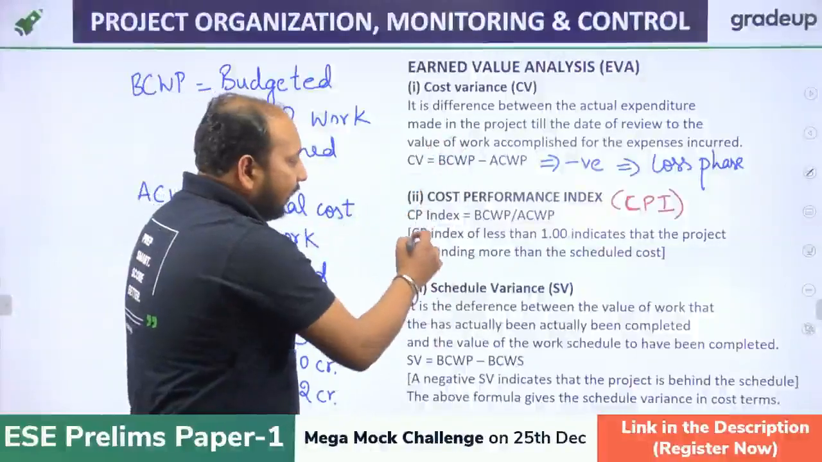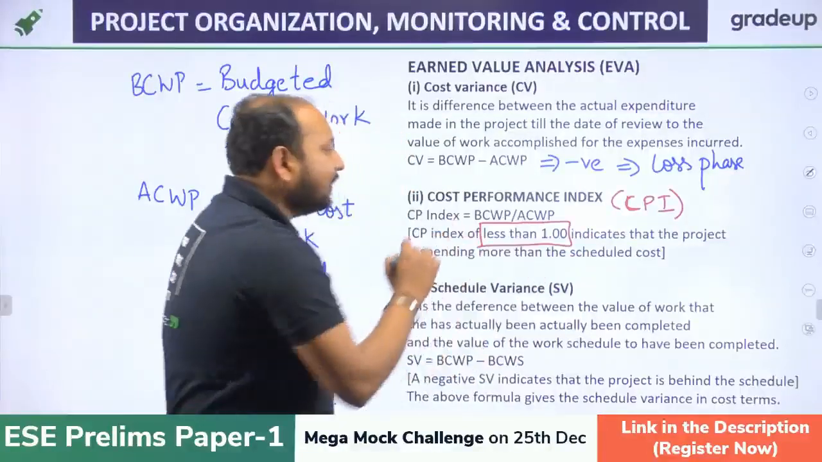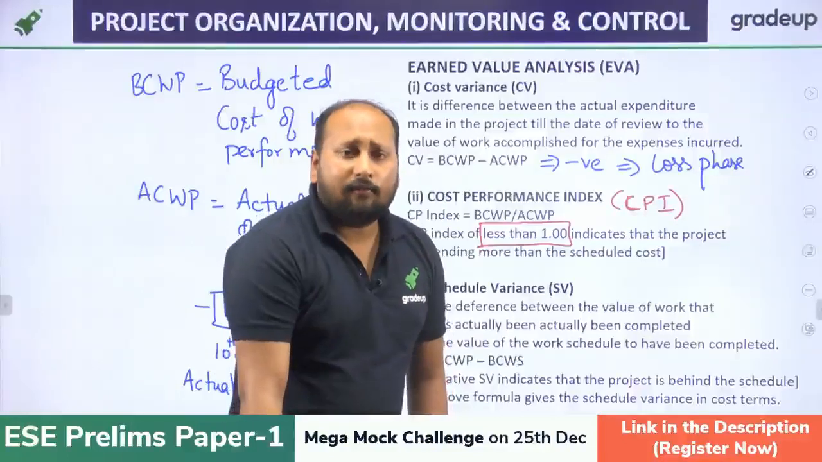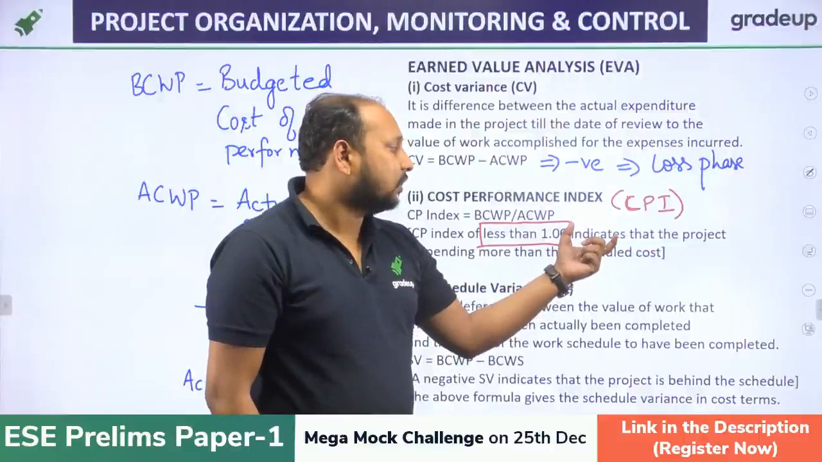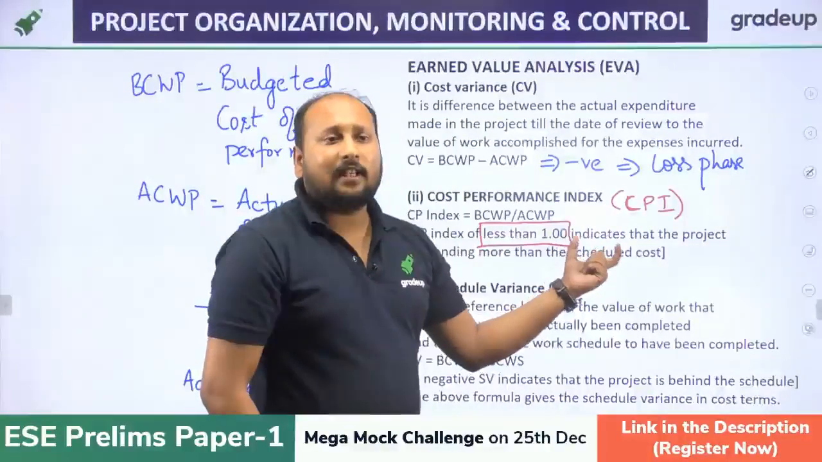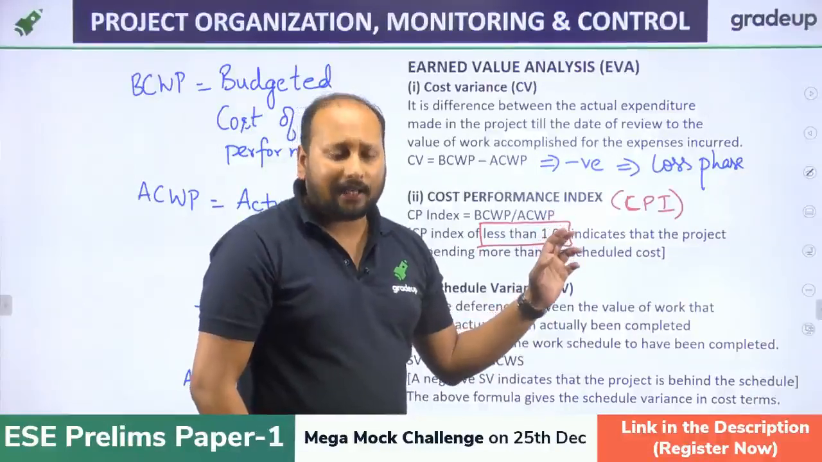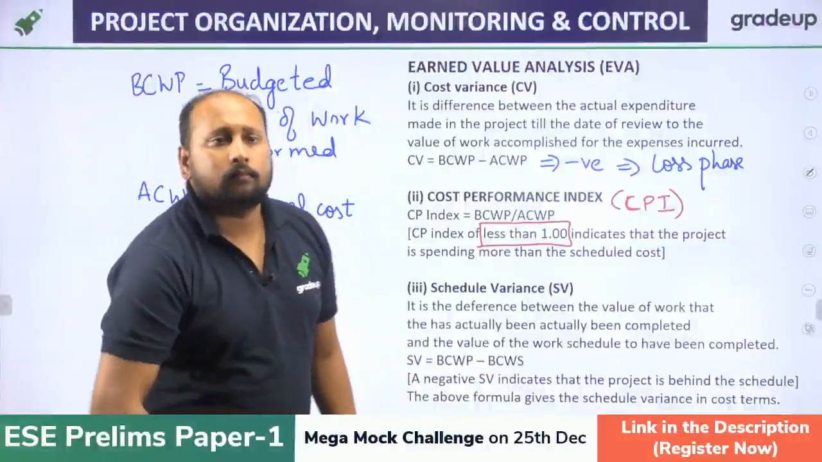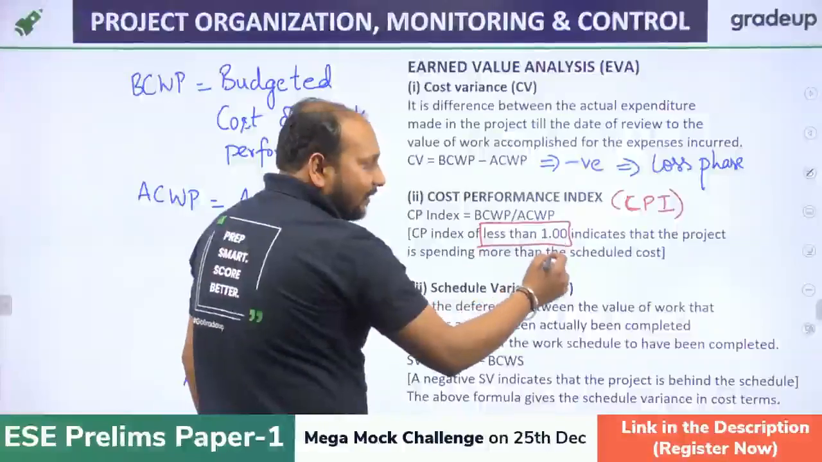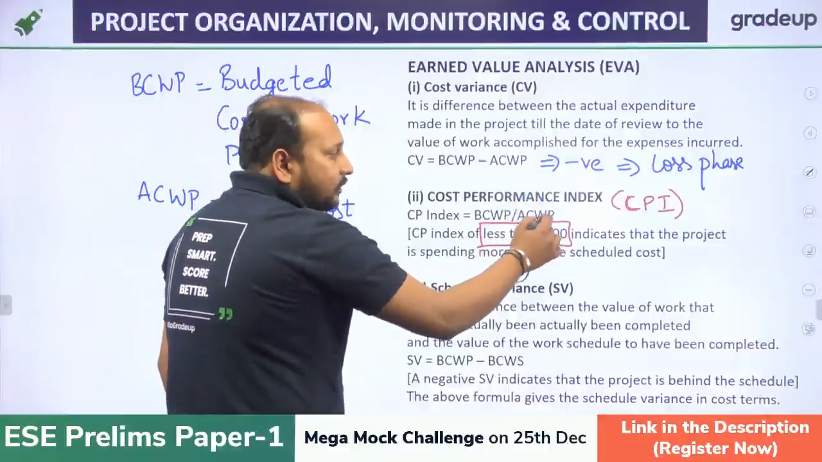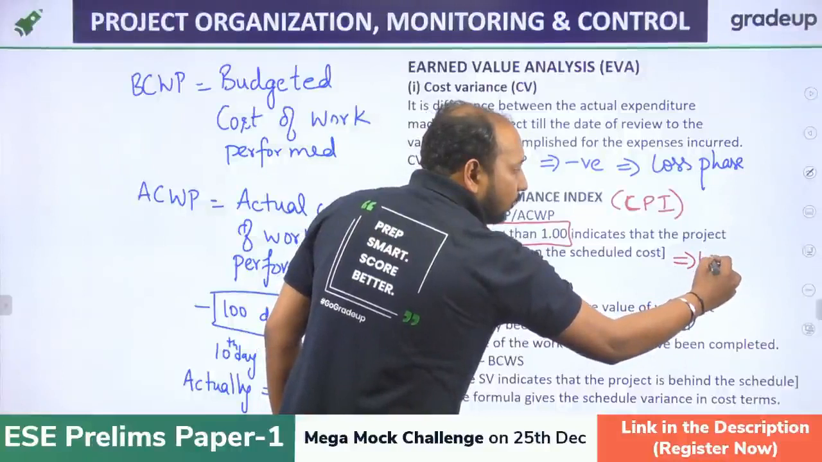So similarly, if your CPI is less than 1, what does that mean? Quickly tell me, will it be in the loss phase or the profit phase? If your CPI is less than 1, that means your actual cost has increased as compared to the budgeted cost. That means you are again in the loss phase.